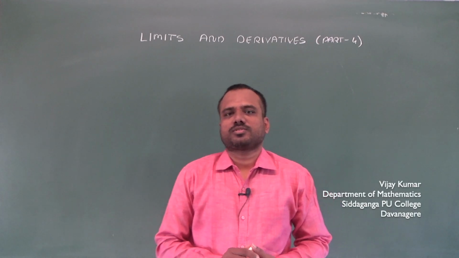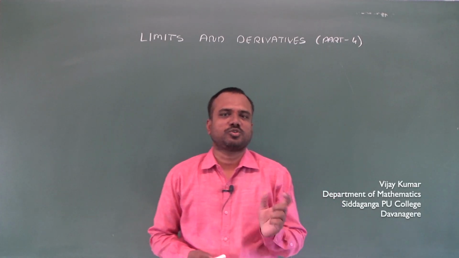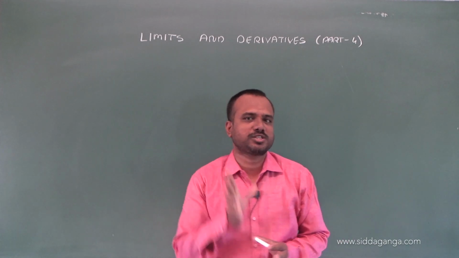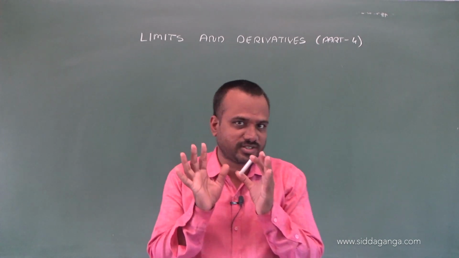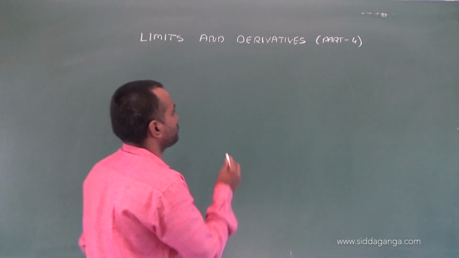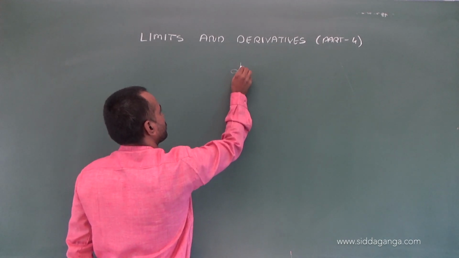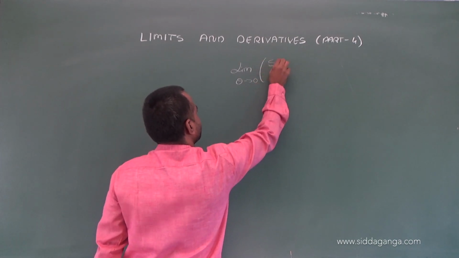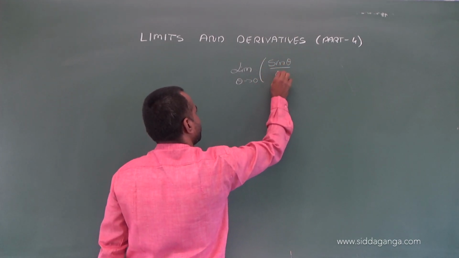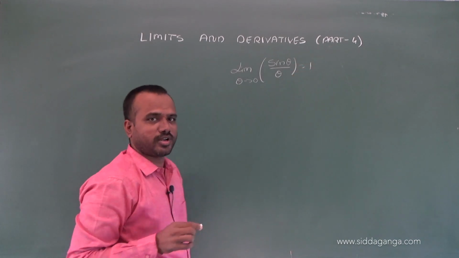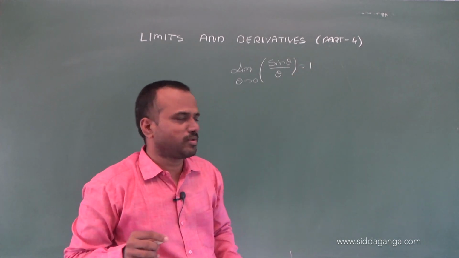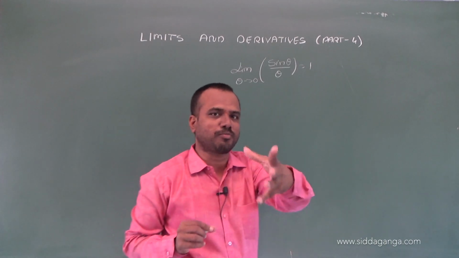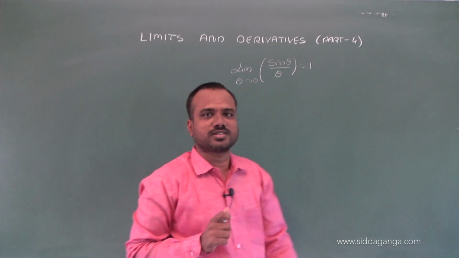Hello students, we continue what we stopped in the last class. The next problem. Before that, I once again explain. In the last class we discussed one very important theorem. The theorem is limit theta tends to 0, sin theta divided by theta is equal to 1. This is a very important theorem, and we solve some problems regarding this theorem. Correct? We continue some more problems regarding this theorem.